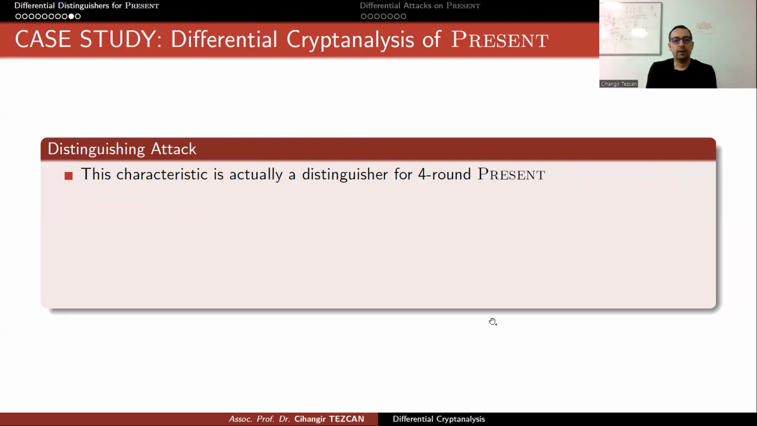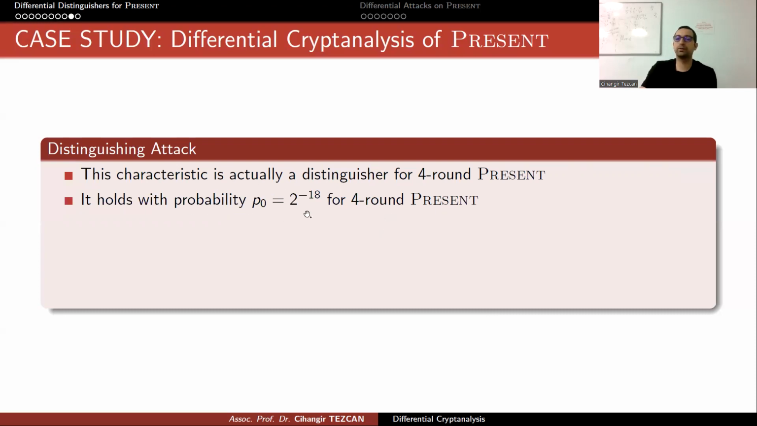Okay. So, distinguishing attack. This characteristic is actually a distinguisher for 4 round PRESENT, right? So this is why we said that everything starts with a distinguisher. Okay, now I found the distinguisher. So how can you distinguish it? For 4 round PRESENT, this distinguisher holds with probability 2 to the minus 18, right? We calculated this in a theoretical way.